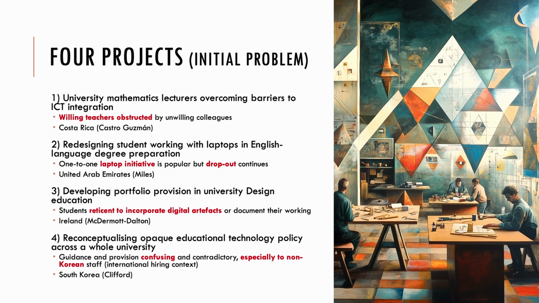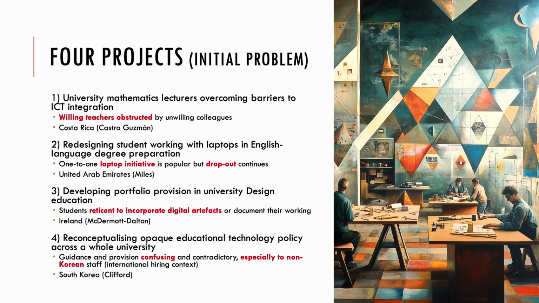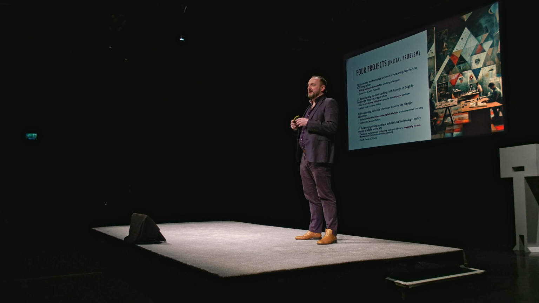The first involves some university mathematics lecturers, and they are struggling to incorporate ICT into their teaching. And they believe at the beginning the problem is that willing lecturers are having their progress obstructed by the unwilling ones. Okay? A second project involves students working with laptops, because they've all been given free laptops by this university, and yet, despite liking the laptops, still dropping out of their program, therefore not really fulfilling the purpose of the project.